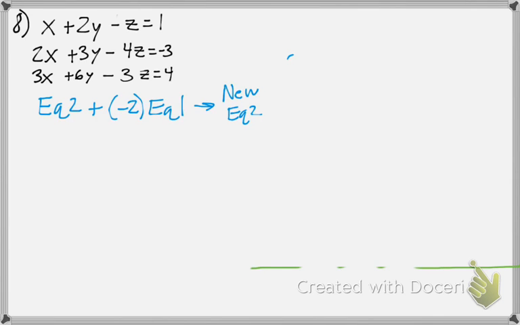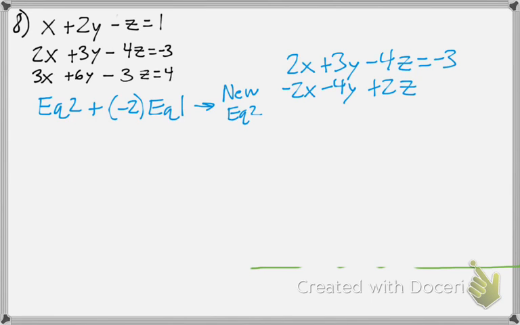So I'm going to take 2x plus 3y minus 4z is equal to negative 3, and negative 2x minus 4y plus 2z is equal to negative 2. And if I add these up, the x's go away, and I have negative 1y minus 2z is equal to negative 5.